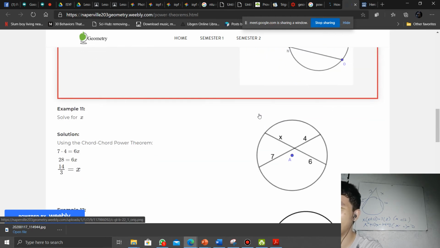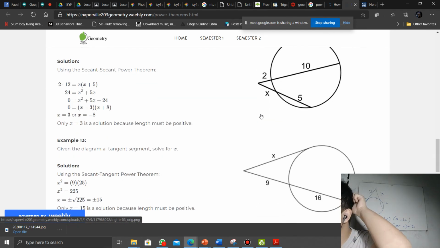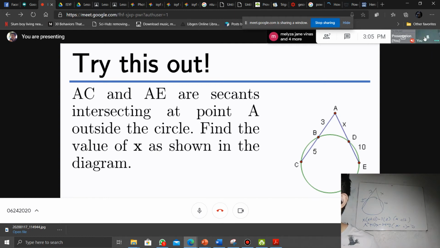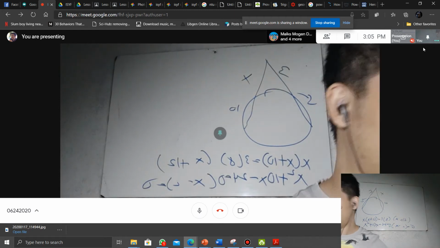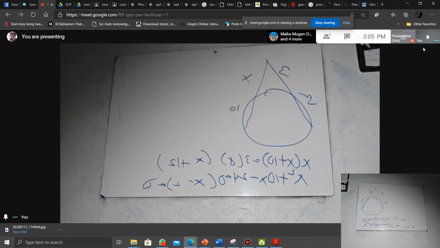Tama, 2. Teka lang, ha. Okay, let me show you. Ganito, ulitin ko ulit para hindi tayo malito.